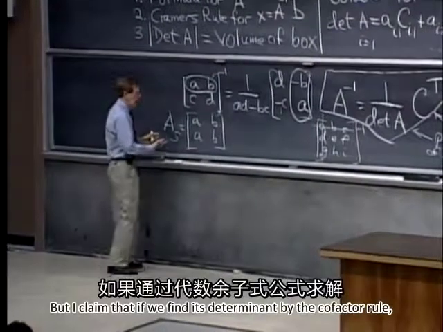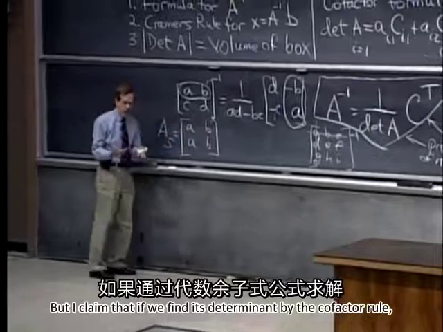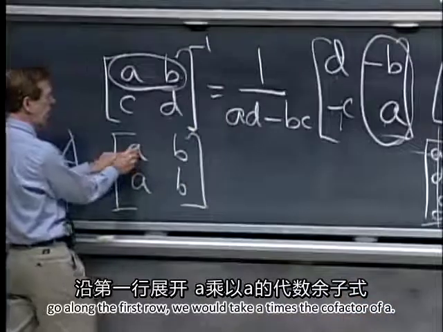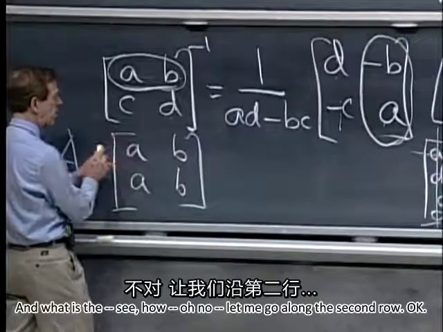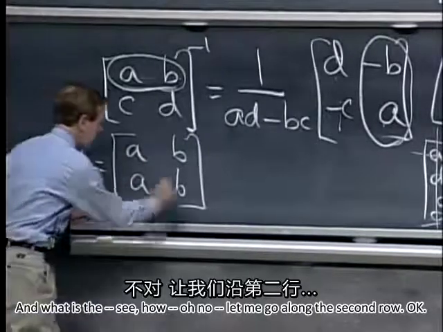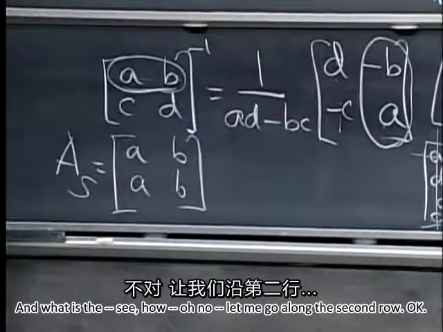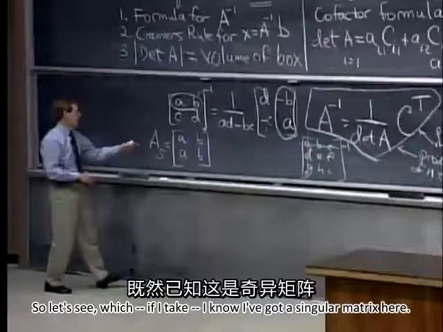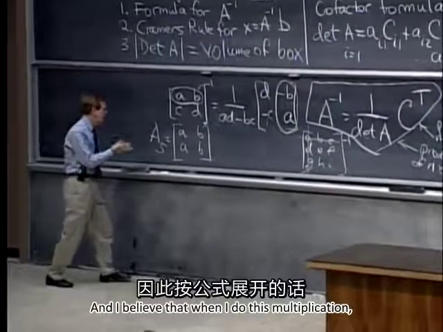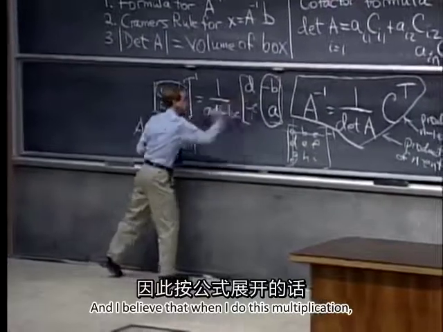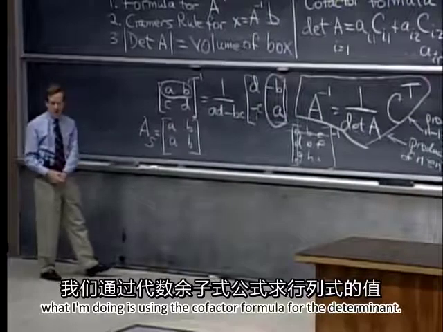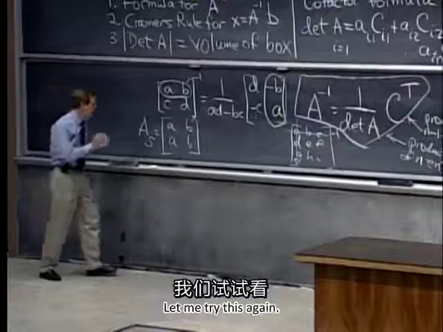But I claim that if we find its determinant by the cofactor rule, going along the first row, we would take A times the cofactor of A. Oh no, let me go along the second row. I know I've got a singular matrix here, and I believe that when I do this multiplication, I'm using the cofactor formula for the determinant. And I know I'm going to get 0. Let me try this again.